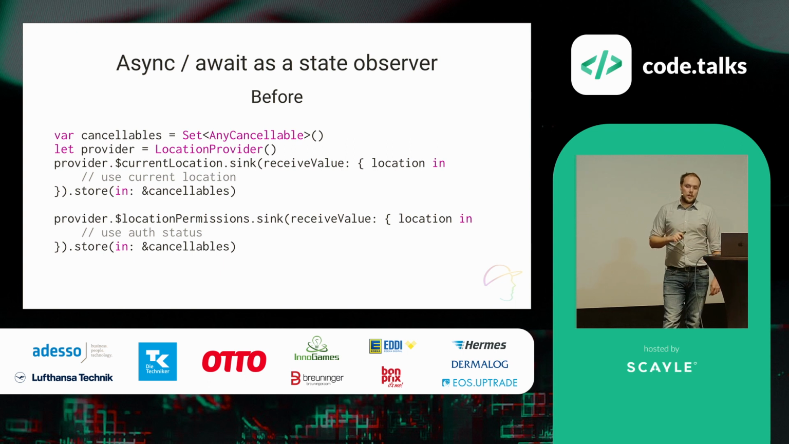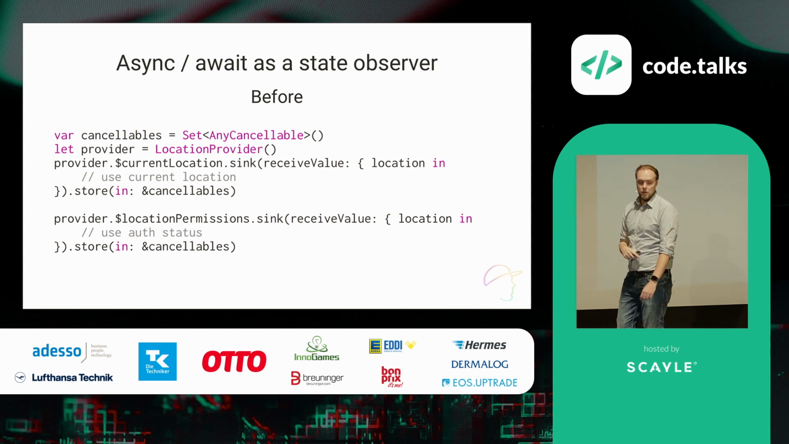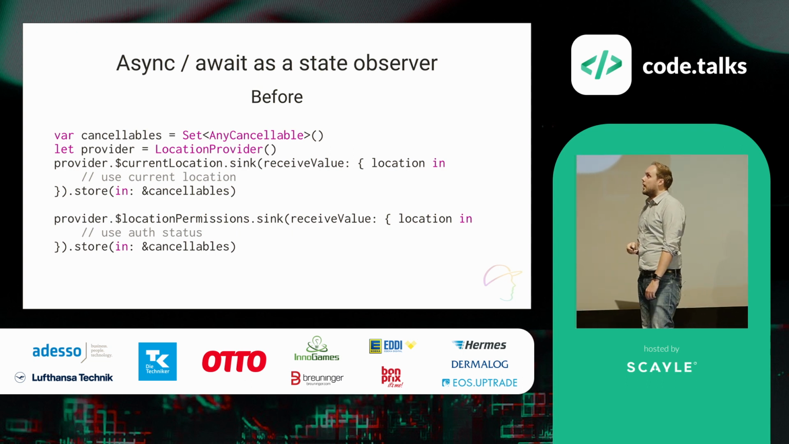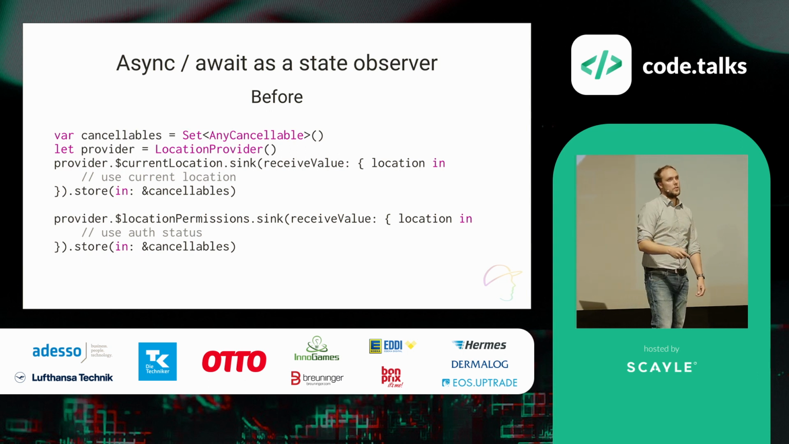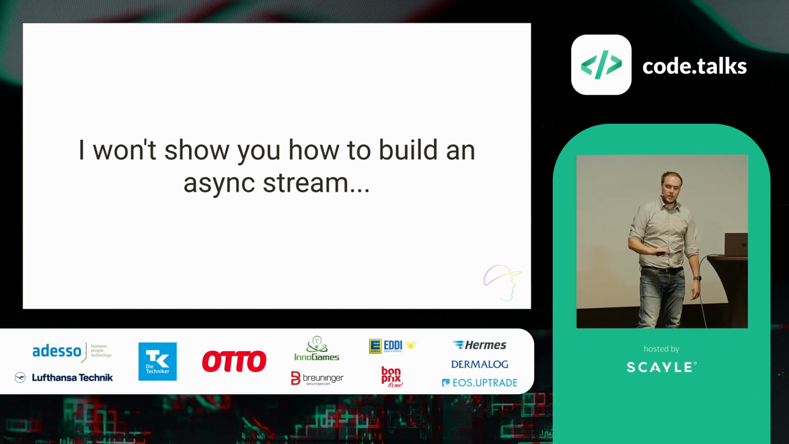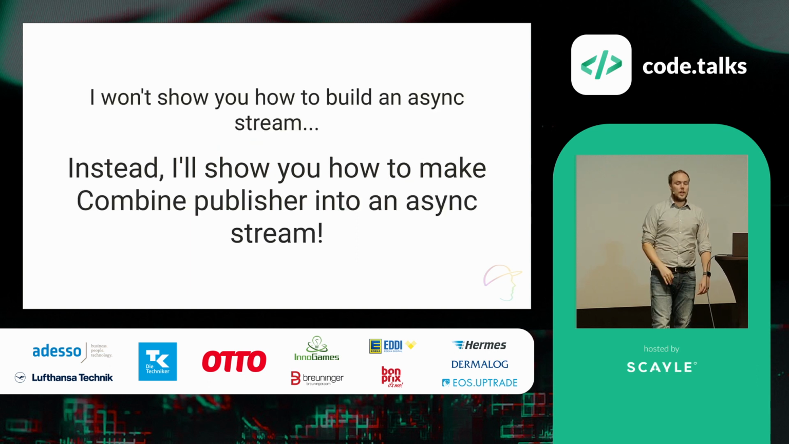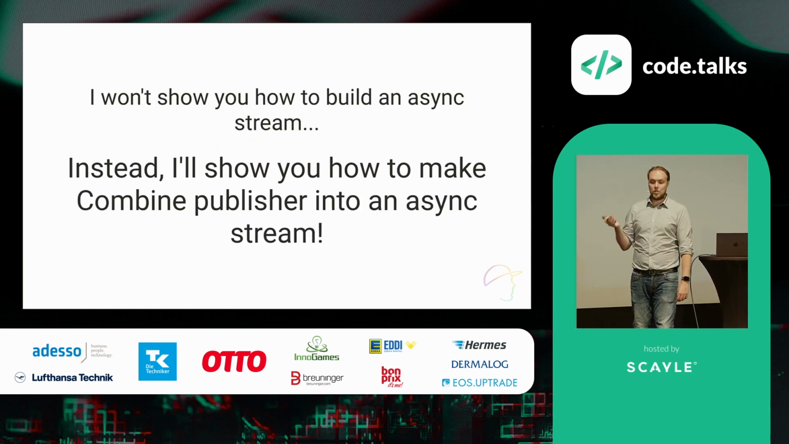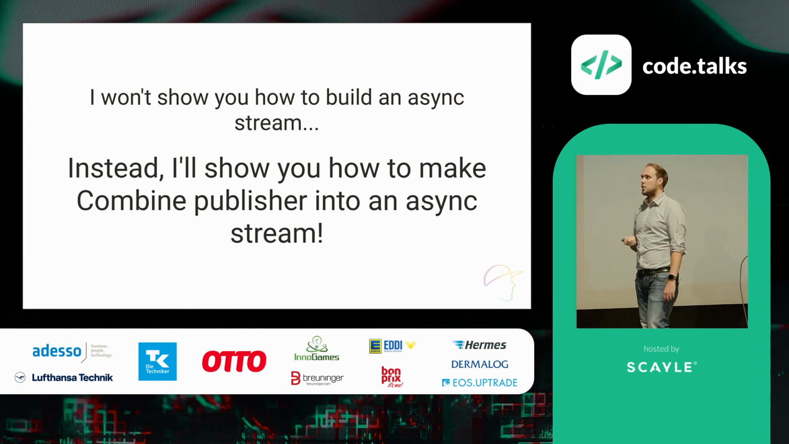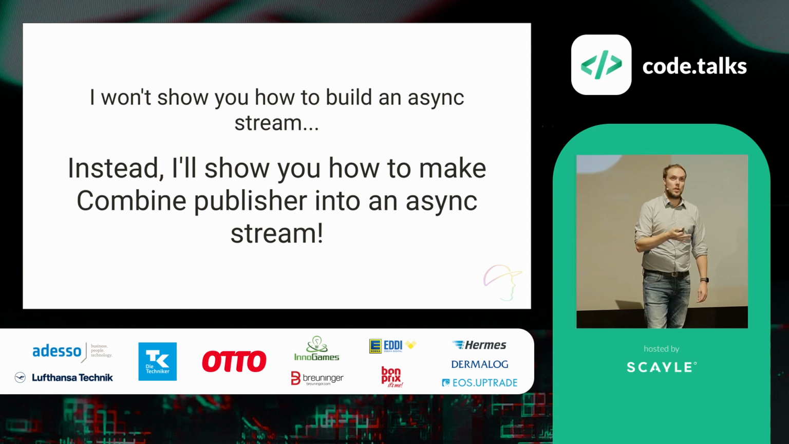But you can introduce that gradually if you want, which is what you should be doing. But let's talk about async await as a state observer, right? Because this is what we had before. Right, we had our cancellables, location provider, 2 publishers that we can subscribe to reactively get the user's current location or location permissions. And we can actually model this with async await as so-called streams, or rather async streams. And I'm not going to show you how to build them, because that's actually pretty complicated and involved. What's really convenient is that you can make a Combine publisher into an async stream really easily. So let's go ahead and do that and see if the benefits we get are as good as they were for the network call.